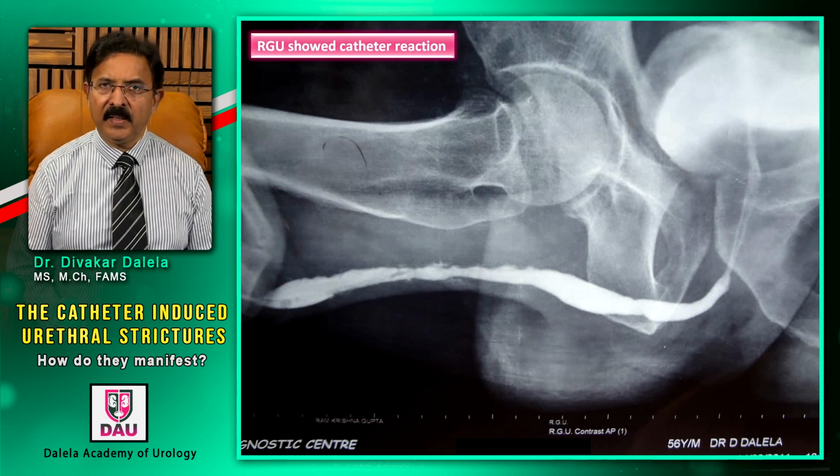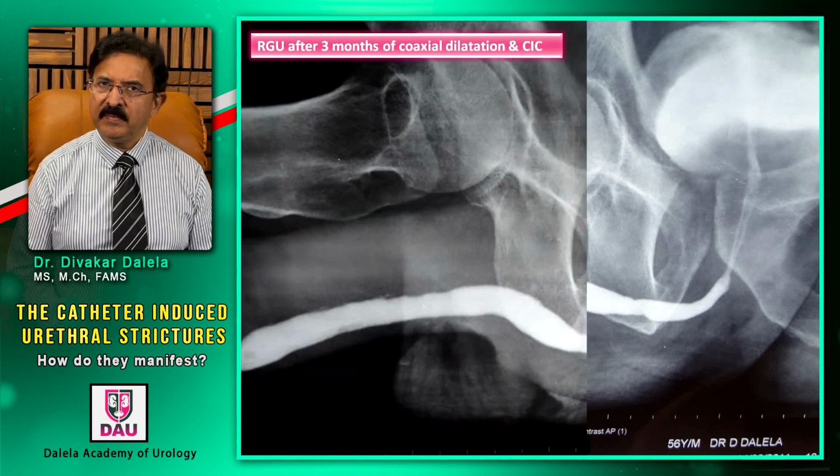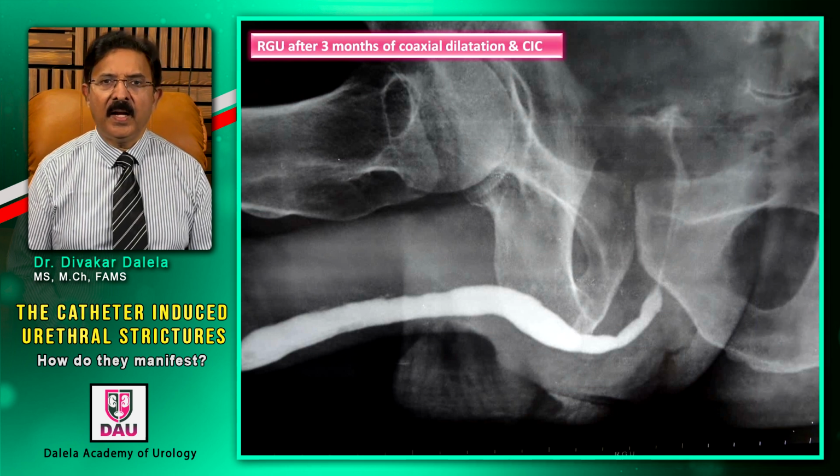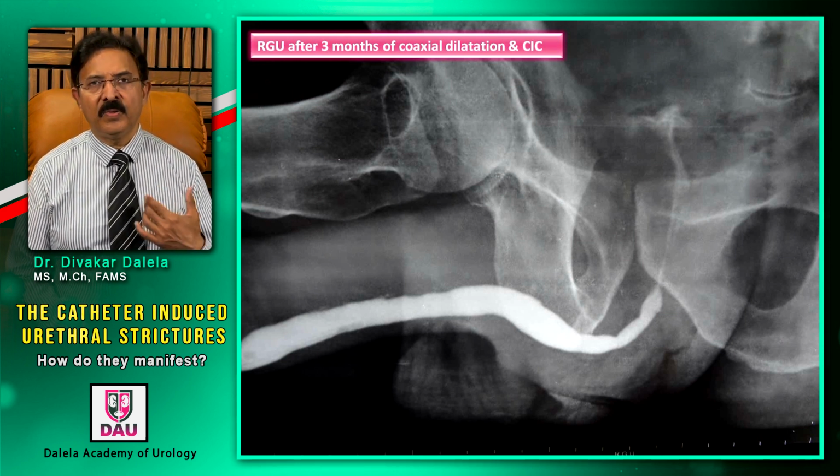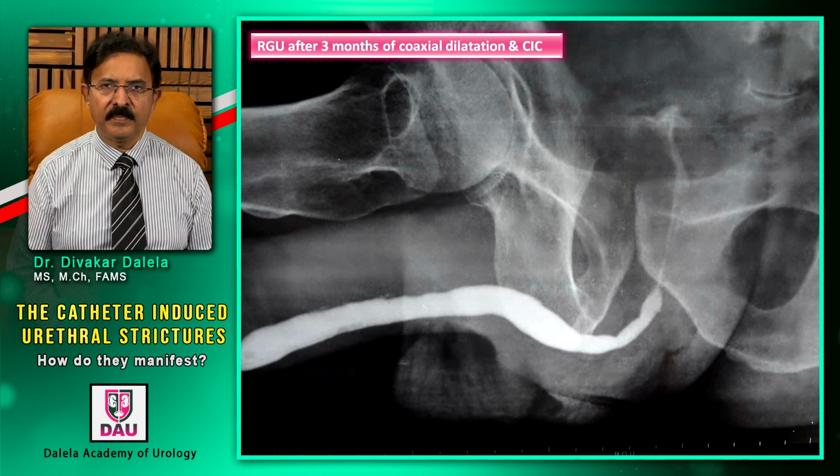And this looks like catheter-induced reaction and urethritis or some stricturing. He was also advised self-dilatation after coaxial dilatation. And this is the urethrogram picture after 3 months of self-dilatation by the patient. Initially, we did dilatation over the guide wire under image intensifier. Later on, the patient did it himself at home.